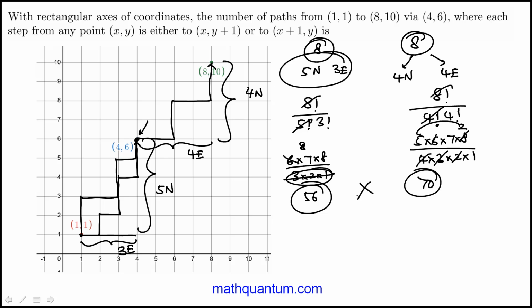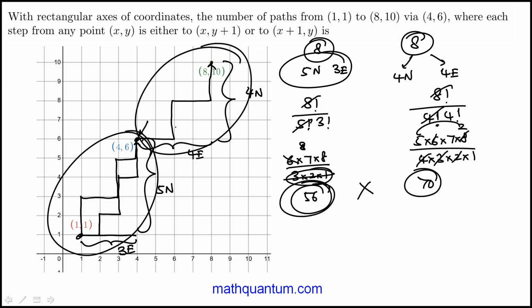And the total number of paths to go from that to this point would be their product. Why? Because you can get from 1, 1 to 4, 6 in 56 different ways. And each of those ways will then be paired with the following 70 different ways you could go from 4, 6 to 8, 10. And that's why it's a product. That's the basic counting principle. And if we multiply this, we get 3,920, which is the answer.